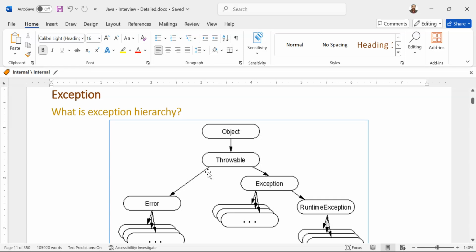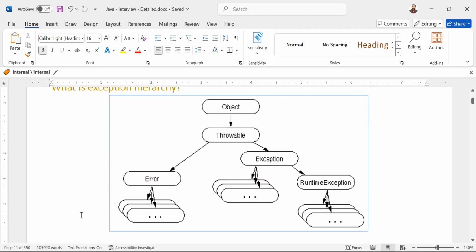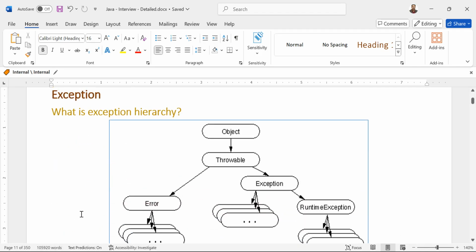Okay, so let's discuss two of the most common questions asked in any Java interview related to exception handling. The first is, what is the exception hierarchy and what are checked and unchecked exceptions? So the exception hierarchy looks like this.